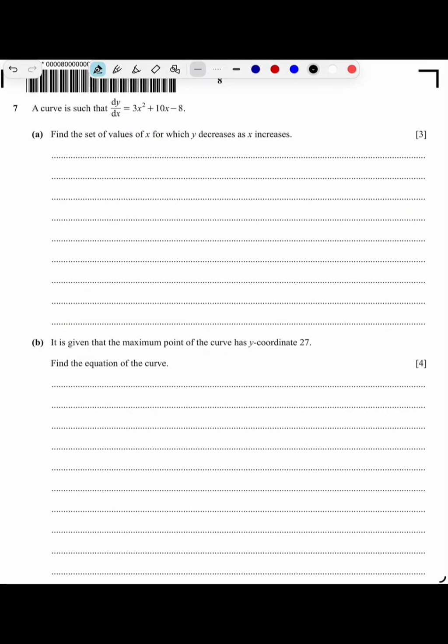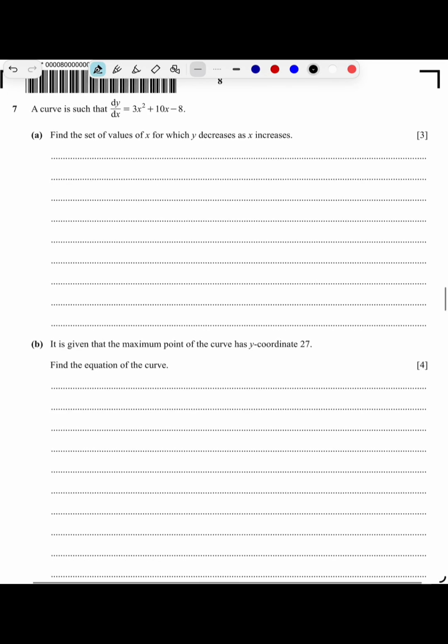Okay, आगे चलते हैं. Question number 7. A curve is such that the derivative of y with respect to x is this, 3x squared plus 10x minus 8, which is a polynomial of degree 2. So कहते हैं quadratic equation है. Find the set of values of x for which y decreases as x increases.